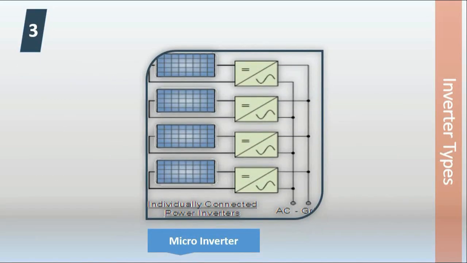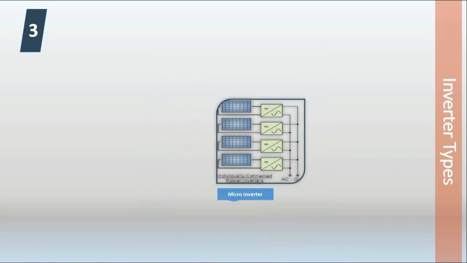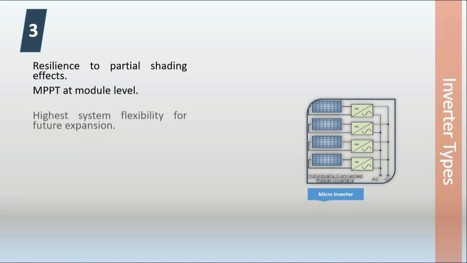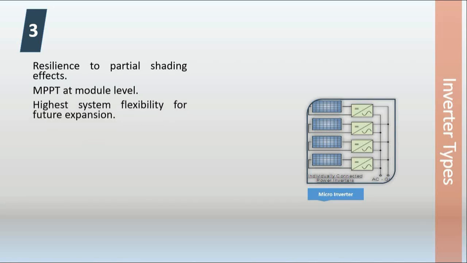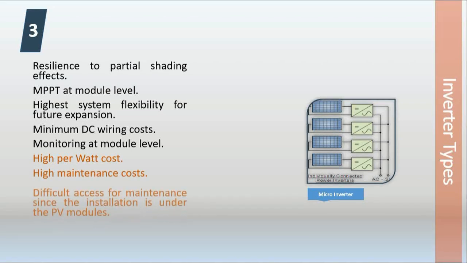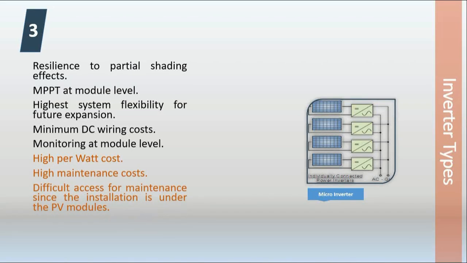The third type is the micro inverter, where each module has its own inverter. This has advantages: it is resilient to the partial shading effect, MPPT at module level, highest system flexibility for future expansion, minimum DC wiring cost, and monitoring at module level. The disadvantages are the high per watt cost and high maintenance cost, with difficult access for maintenance since these inverters are installed under the PV modules.